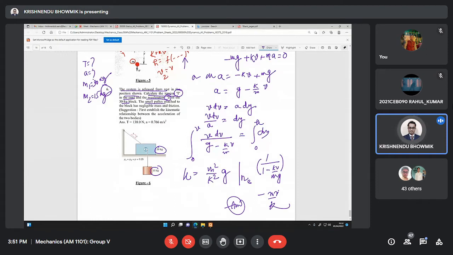There is a small pulley attached in the block with negligible mass and friction. This is the small pulley. One observation here, it is 4, it is 3, so definitely it will be 5. So we have to calculate the value of tension T in the cord and accelerations. System is released from rest. So what do you think? Which direction should this move?